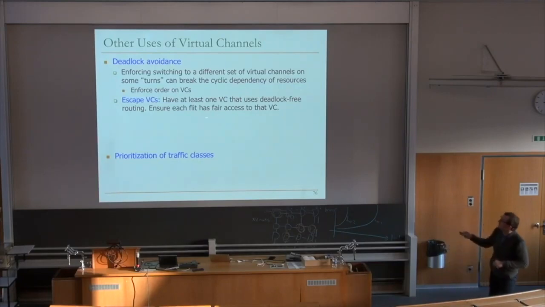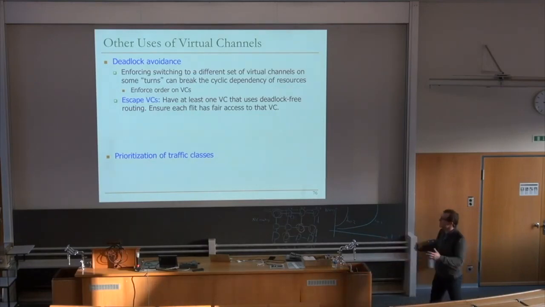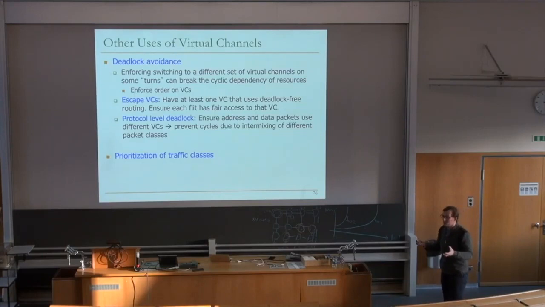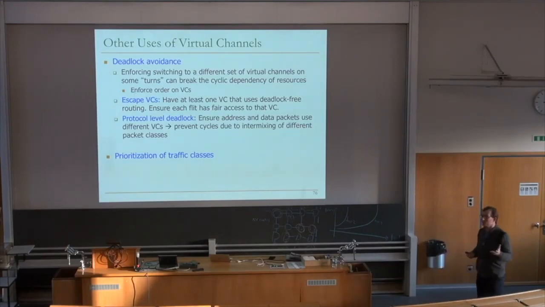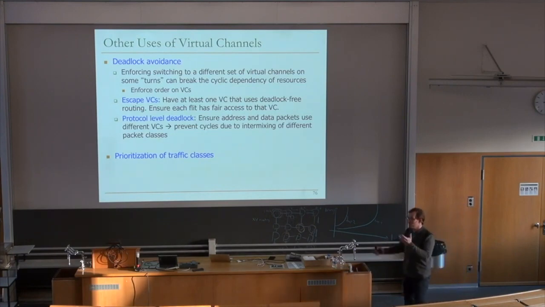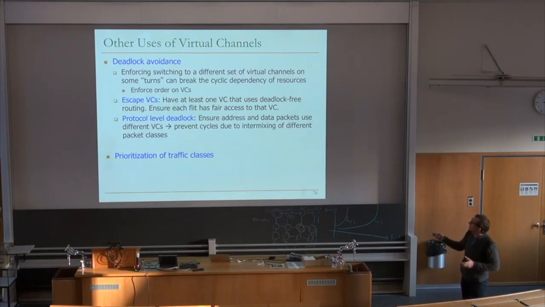You can ensure each flit has fair access to that virtual channel. That's another way of handling deadlock, but it's more complicated now, right? You increase the buffering, you increase the virtual channels, and you have multiple routing algorithms in this case. There's also another issue, protocol level deadlock, that can be handled by virtual channels. Protocol level deadlock means essentially you may have different packet classes, requests and replies, and you may have a deadlock because those are preventing each other's delivery. And you can ensure that those different data packets use different virtual channels such that they don't prevent each other.